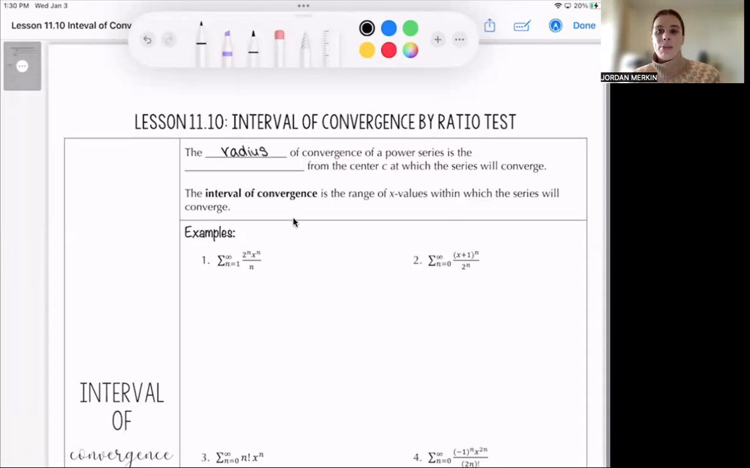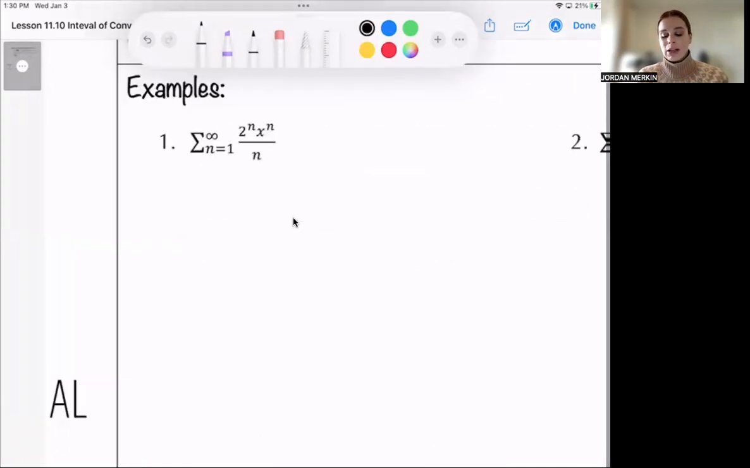So the radius of convergence of a power series is the distance from the center C at which the series will converge. The interval of convergence is the range of x values within which the series will converge. Okay, so let's look at an example.